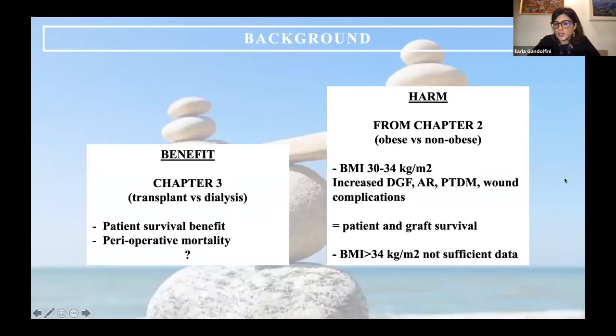So we learned from chapter 2 that obese patients are at an increased risk of delayed graft function, acute rejection, post-transplant diabetes mellitus, and wound complications when compared to non-obese patients. And we do not have sufficient data for BMI greater than 34. But how about the benefit of transplanting these patients, compared with keeping them on dialysis? So we will focus on patient survival benefits and the perioperative mortality.